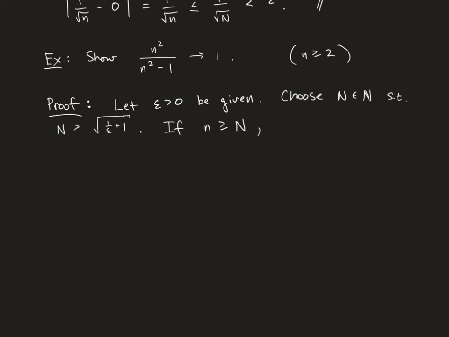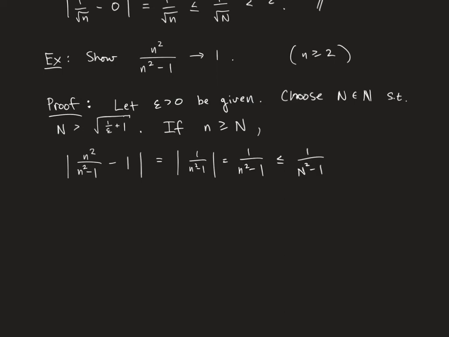So if little n is bigger than or equal to big N, then what we have is that the distance between n squared over n squared minus 1 and 1, we already did this computation. This is just the absolute value of 1 over n squared minus 1, which is just 1 over n squared minus 1. And then your n squared minus 1, since little n is bigger than or equal to big N, this gets flipped around. So you have 1 over, you can replace the little n with big N. Okay, so little n is bigger than big N, so little n squared minus 1 is bigger than or equal to big N squared minus 1, and so the direction gets flipped when you invert that, and then your big N is bigger than this thing, right?